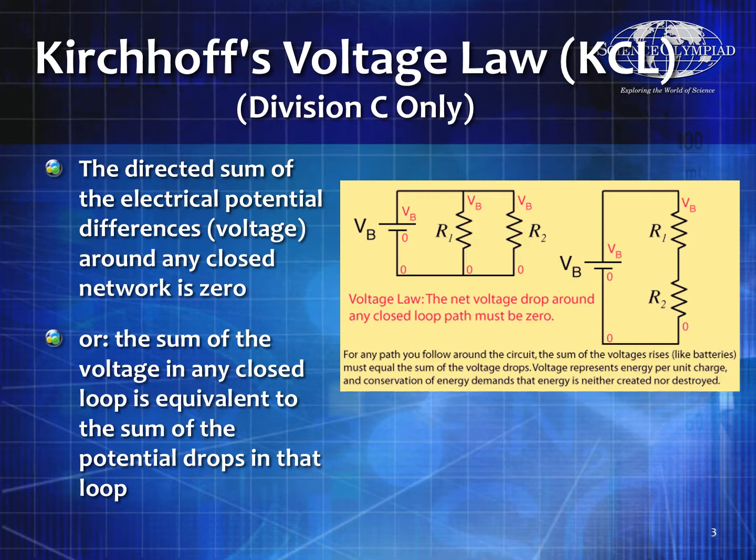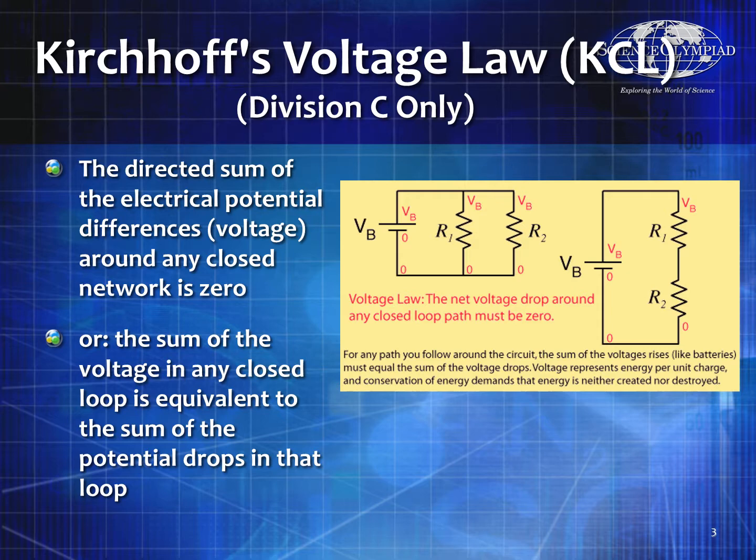Kirchhoff's voltage law. Remember, this is for Division C only, but it's useful for Division B. The directed sum of the electric potential differences around any closed network is zero. So basically, the sum of voltage in any closed loop is equivalent to the sum of the potential drops in that loop. In other words, if I go all the way around from one point back to that same point, and I add up all the voltages and subtract out all the voltages that are inverse polarity, it will equal zero, no matter how many loops.